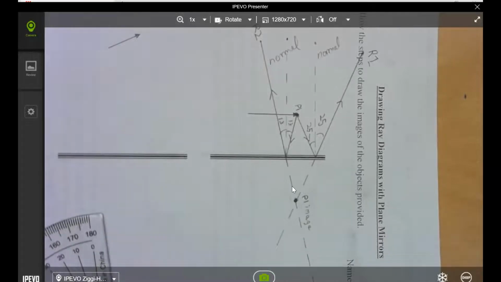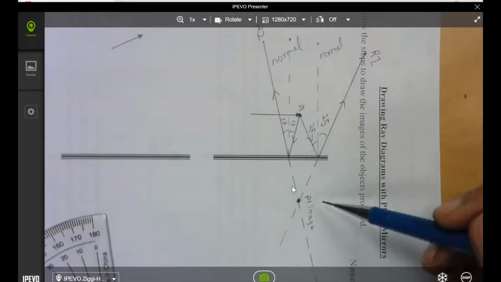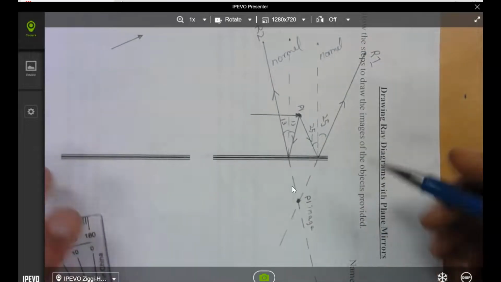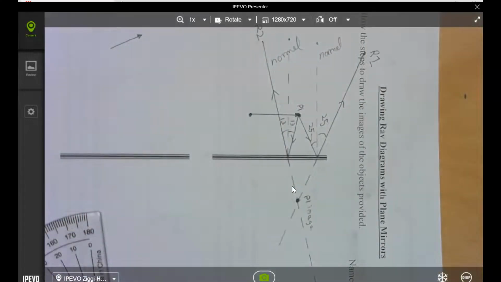So now we have found the image. All this work that we did was to find the image of one point, this point right here, from the mirror. Now we're going to do the exact same thing for this point. We're going to have 2 incident rays, draw 2 reflected rays, and then extend those reflected rays backwards. And we're going to get our image.